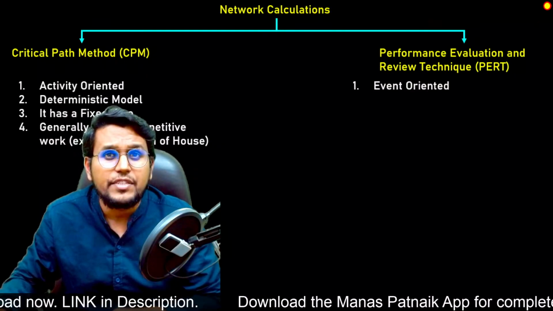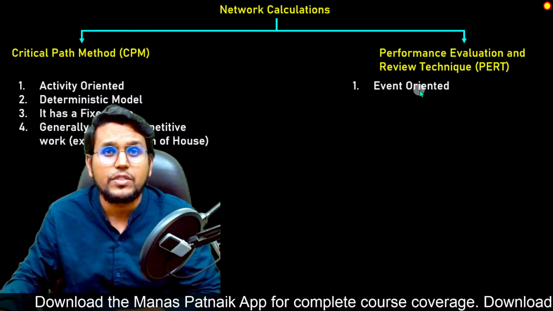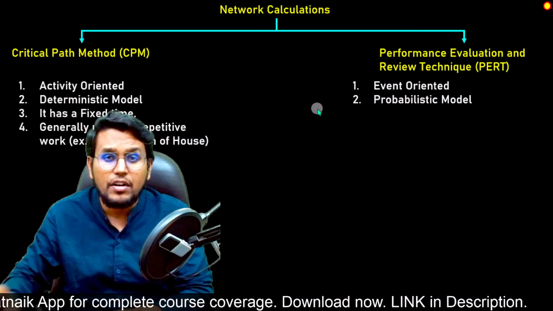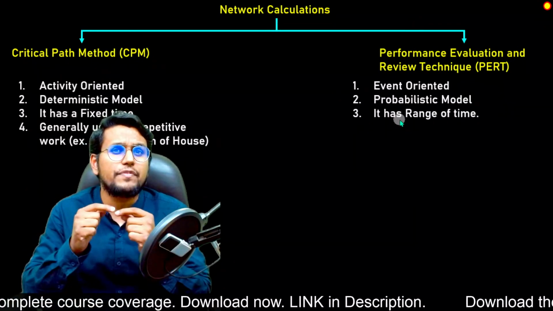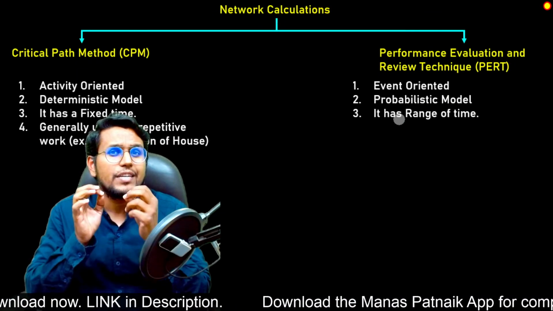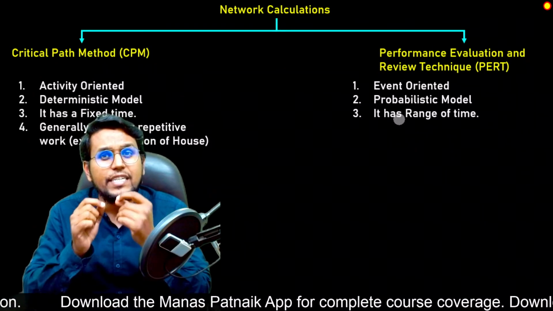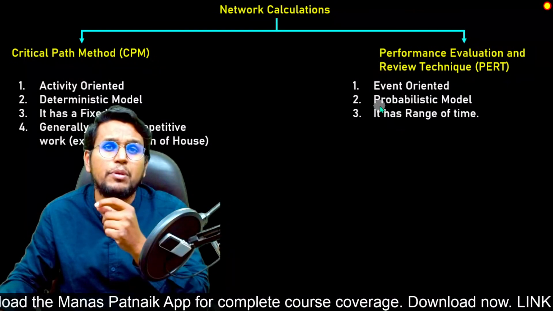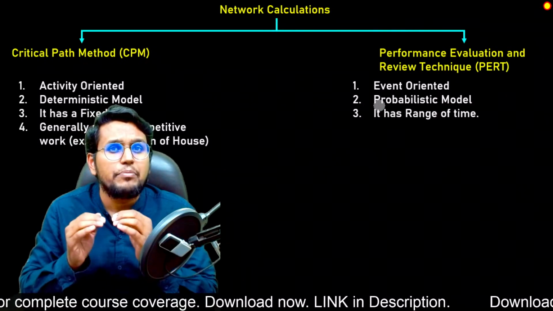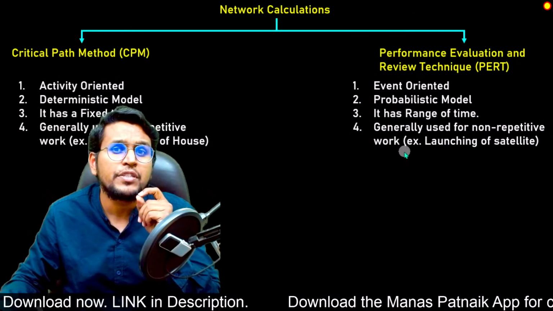Whereas PERT is event oriented. We'll come back to it. What is event oriented? It is a probabilistic model, which suggests that it has a range of time. When we say range of time, that means activities are differentiated in times, or there is uncertainty that is affecting the time of the activity, and that's why it deals with probabilities. What is the probability of completing it in this many days or that particular time? So this is what PERT deals with, and it is generally used where there is non-repetitive work.